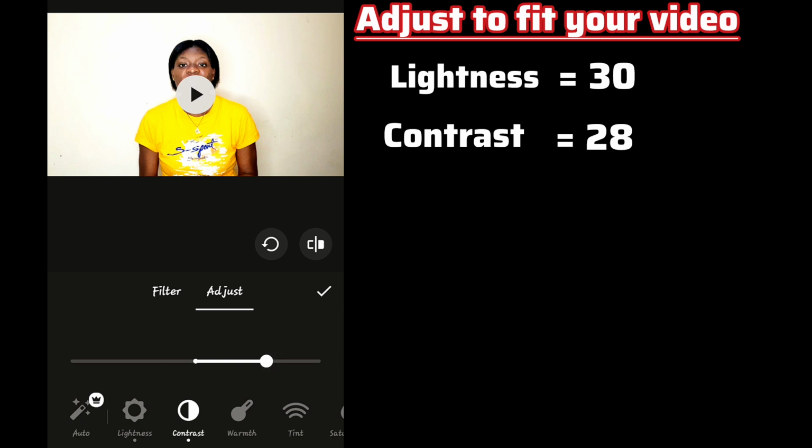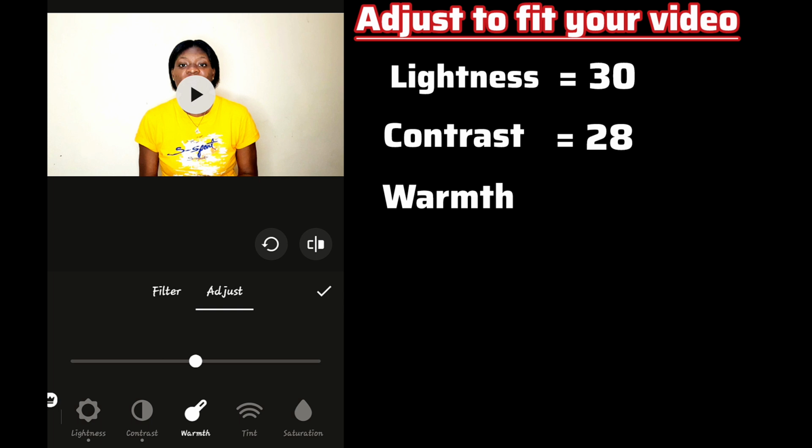So the next one now is warmth. Warmth adjusts the color temperature. If your video looks too blue or too cold, increase the warmth to add a yellowish tone. If it looks too yellow, you want to decrease it. For this video, I'm going to warm this up slightly because I like that soft look. I warm it up a bit till I like what I see. All right, 10 is fine.